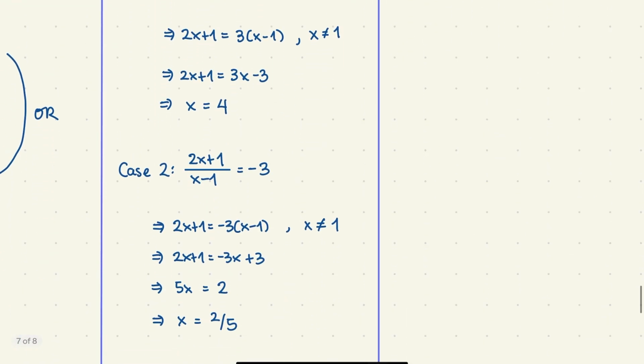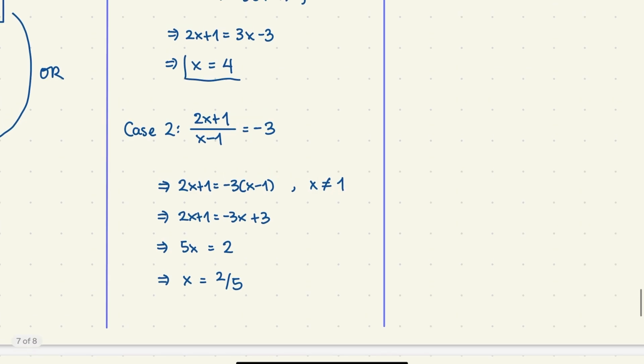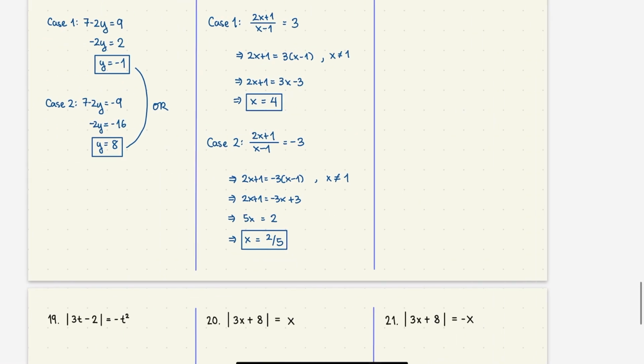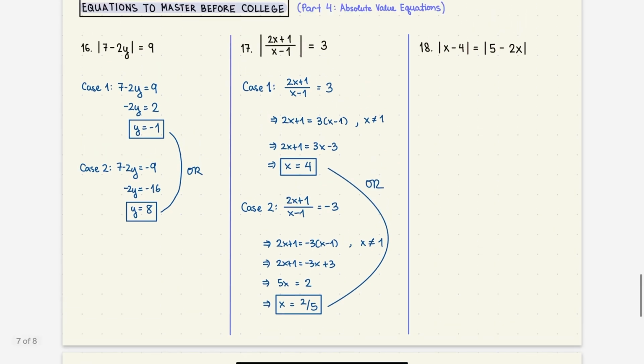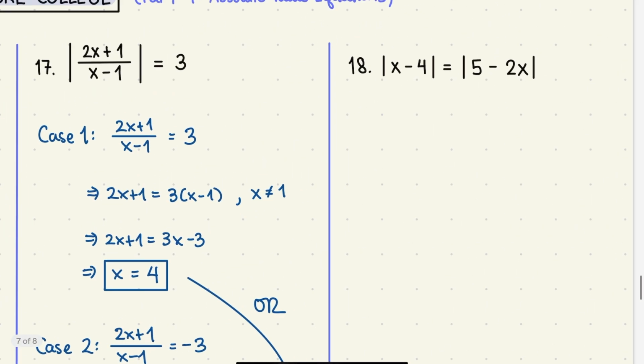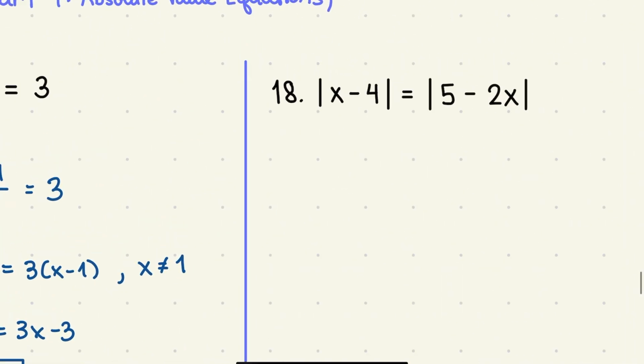And you can easily check that these two are correct, so we can conclude that the answer for this problem is x equals 4 or x equals 2/5. Let's just put this out here. Let's put an "or". Okay. Good. Yeah, so that's pretty straightforward. Let's move on to this next one.